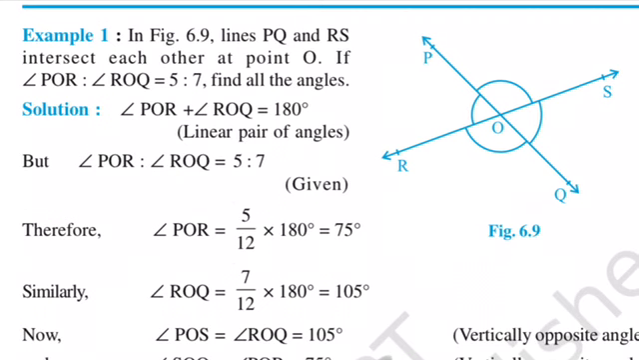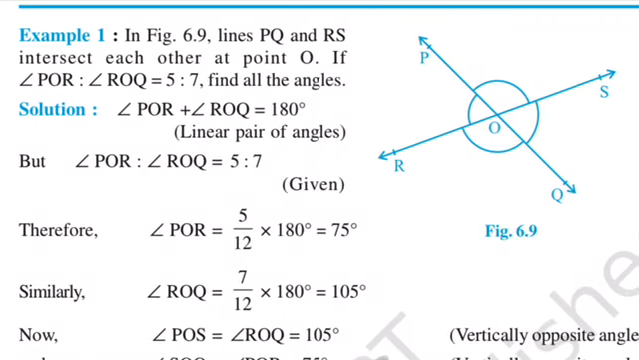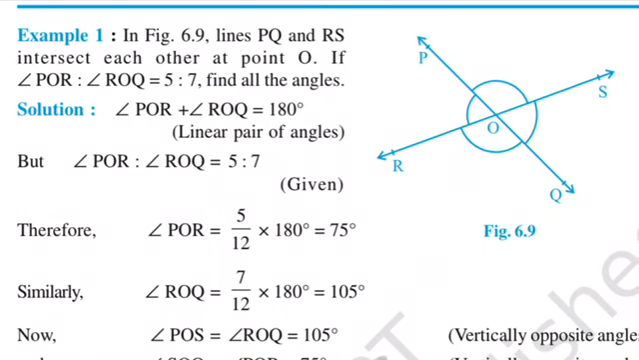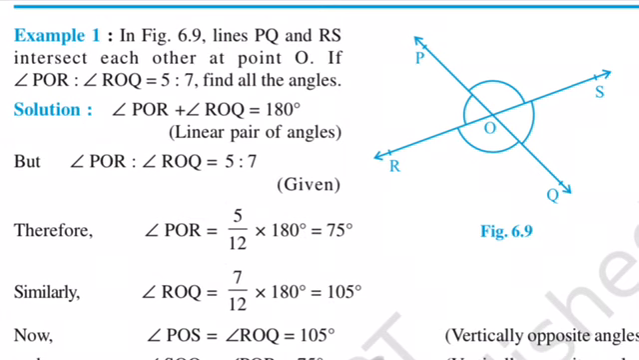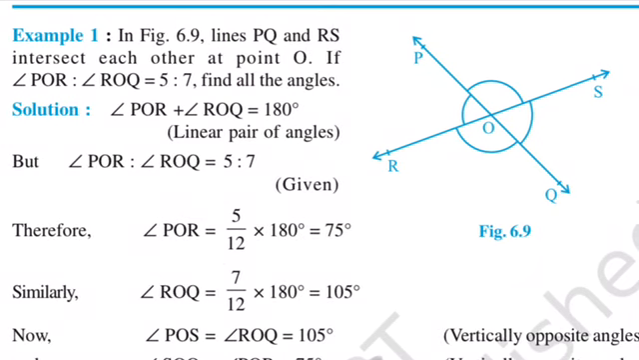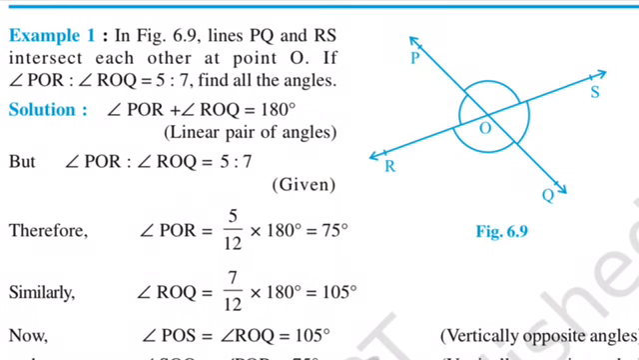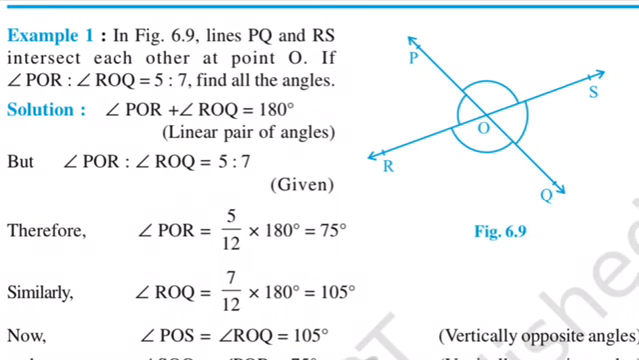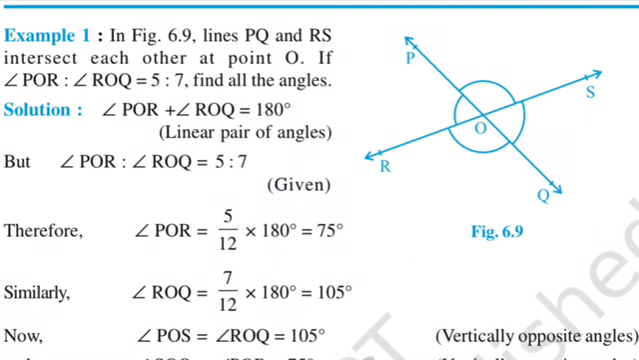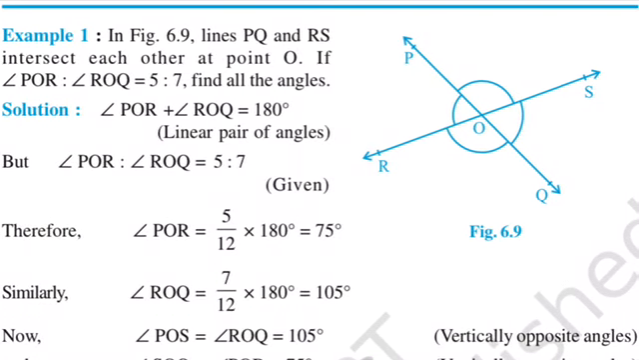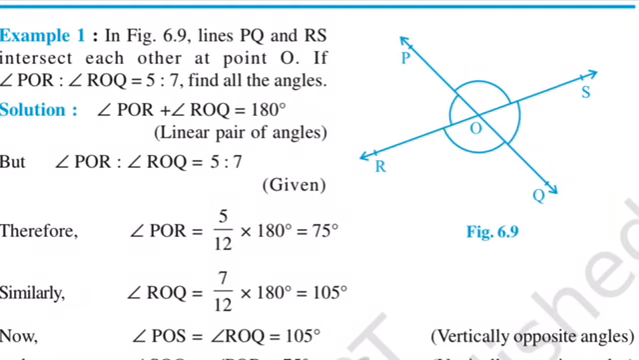If we look in the figure, then angle POR and angle ROQ, both angles are what? Both are linear pairs, because on line PQ a ray is standing named OR, and angle POR and angle ROQ are on the line PQ. That's why a linear pair is formed. And here the ratio of the angles is given.